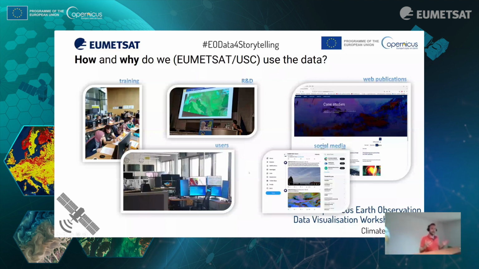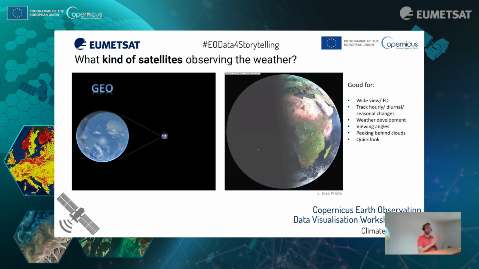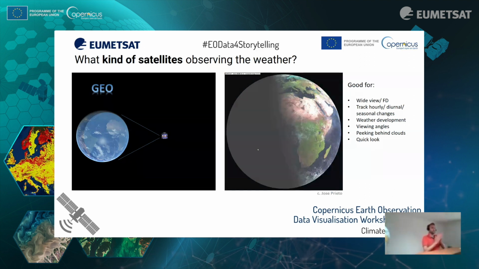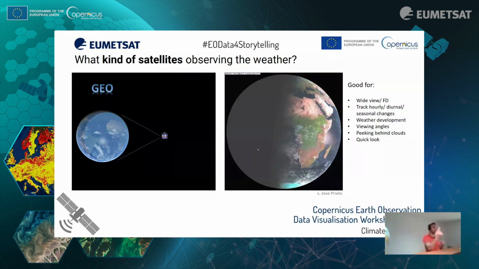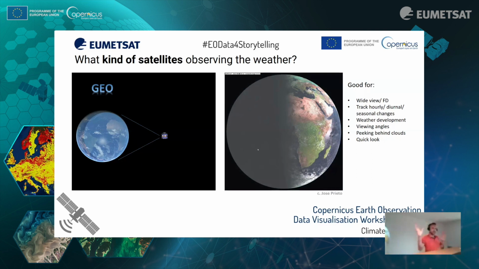But what kind of satellite data is there? I guess you're noticing this is a joke. There's plenty. No one can name everything. But let's start from basics, just to discriminate between, okay, geodata. So geostationary satellites, they orbit far away from the Earth, so 36,000 kilometers. So they can see a whole bunch of the Earth.